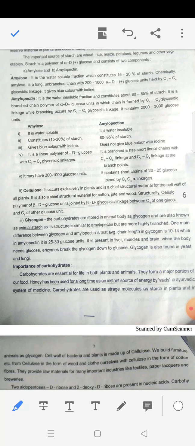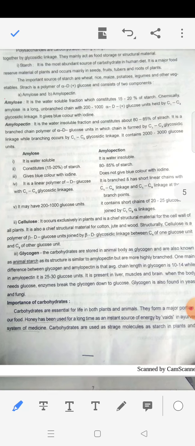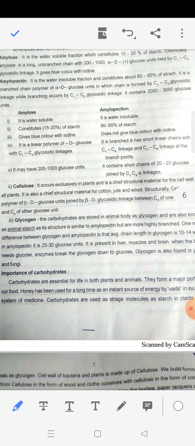Then comes cellulose. I think all of you know that cellulose is the main component of the cell wall in plants, and that is how animal cells differ from plant cells. Animal cells don't have cellulose, but plant cells do. Now what is cellulose? You can see it occurs mainly in plants and is a chief structural material for the cell wall of all plants. So it is mainly present in cotton, jute and wood.